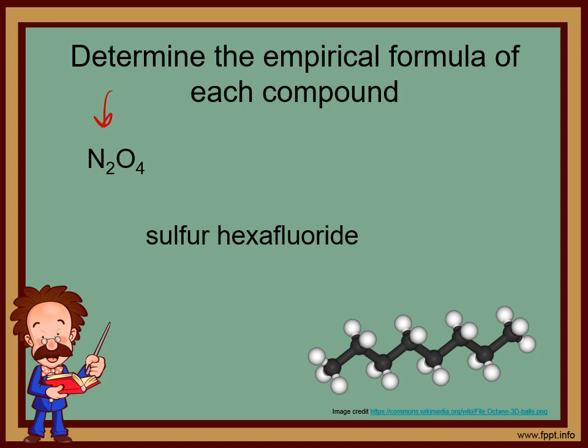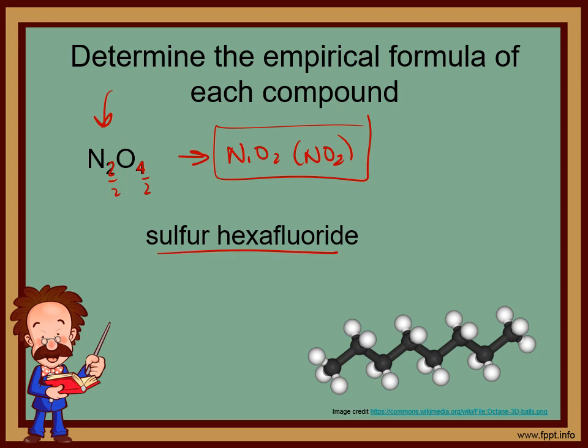So let's say that I've got N2O4. I want to find the empirical formula. What is my greatest common factor between 2 and 4? Well, it's 2. So I can divide both of those subscripts by 2. The empirical formula, reduced lowest whole number ratios, is going to be N1O2. We can also write that just NO2. We can leave that invisible 1 actually invisible. So this would be our empirical formula.